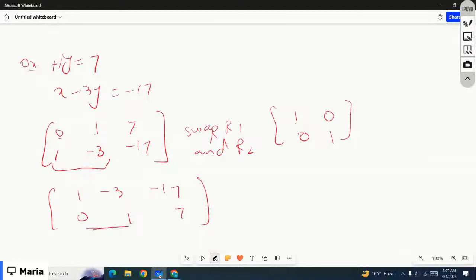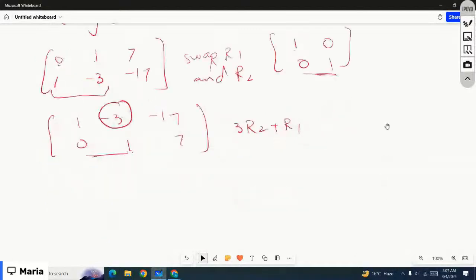You already have 0, 1 over here. You have nothing to do with this. You just have to make 0 over here, right? How do we make 0? If you multiply the R2 by 3, you need to do 3R2 plus R1. Multiply this row by 3 and add it to here. Because minus 3 plus 3 is 0, you make 0 over here.